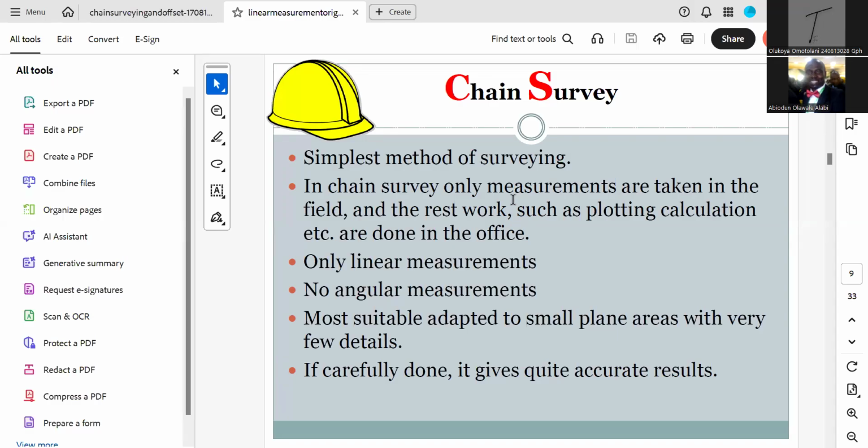So only linear measurements are required, as I've said earlier on. No angular measurements. It is more suitable and adaptable to small plain areas with very few details. So where you can deploy chain survey is when the site location or the field in question is a small plain area with very few details. We don't have too many details. Details within the said location are few. So if a chain survey is carefully done, it gives quite accurate results.